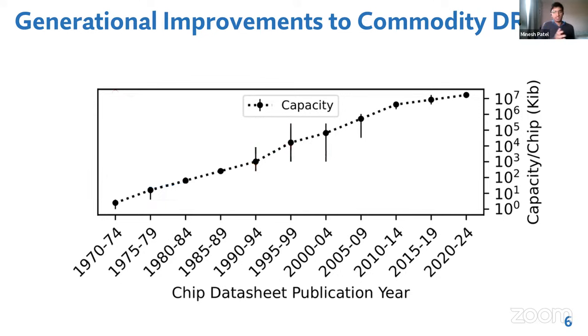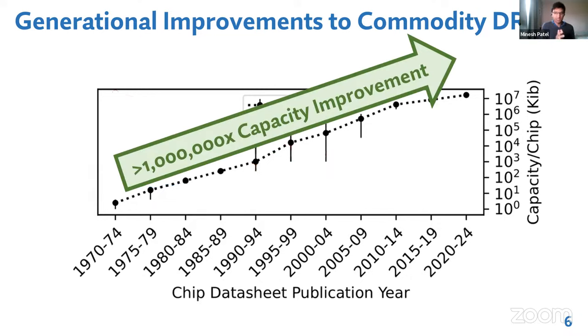So this figure here shows a survey of DRAM chips that we conducted using publicly available DRAM chip data sheets. The data here shows capacity per chip on the y-axis, which is essentially a proxy for DRAM chip density, and time along the x-axis. So we see here that DRAM has advanced relatively steadily in storage density across time. And this actually represents over six orders of magnitude in a relatively steady fashion.